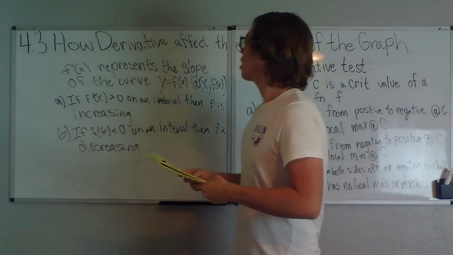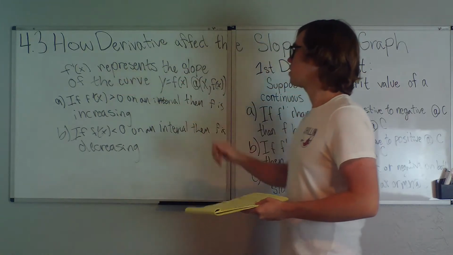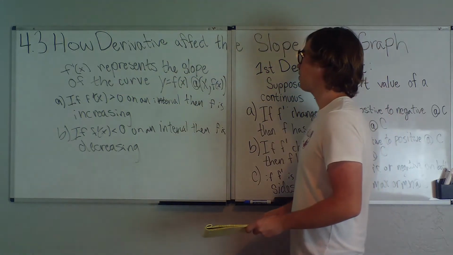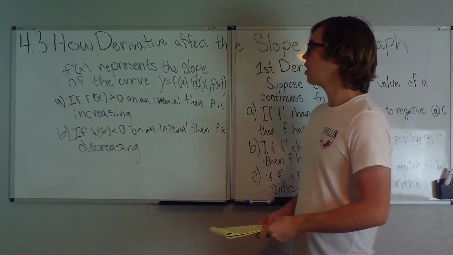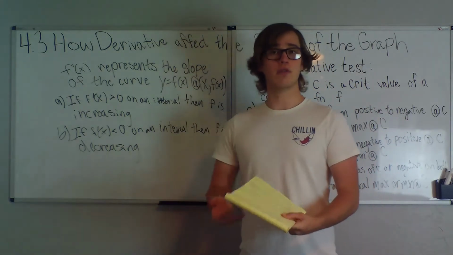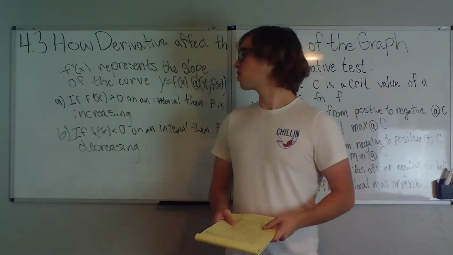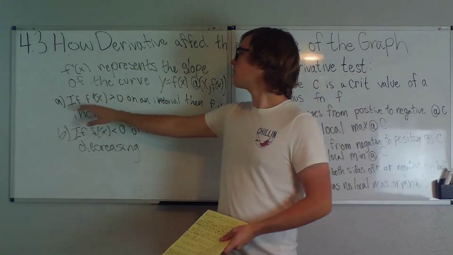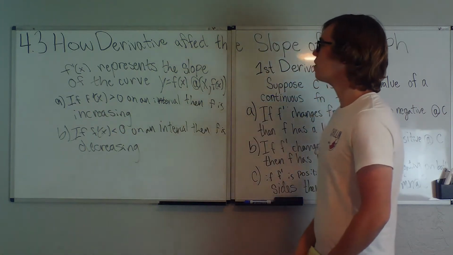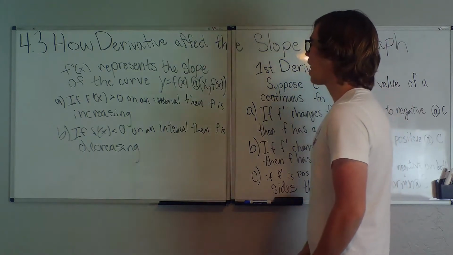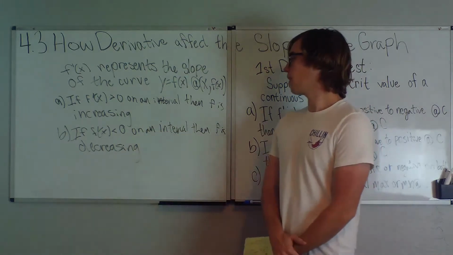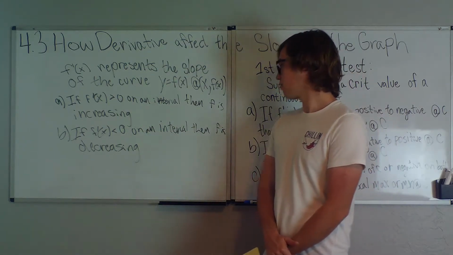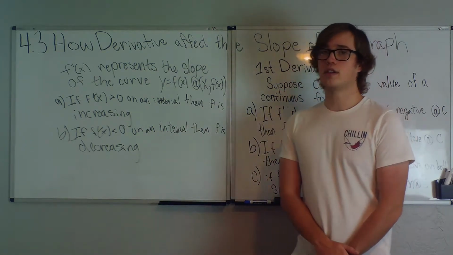So, f prime of x represents the slope of the curve y equals f of x at the point x, f of x, right? And we all know this. The derivative, the first derivative, gives us the slope of our function. And then it states that if f prime of x is greater than 0 on an interval, then f is increasing on that interval. If f prime of x is less than 0 on an interval, then f is decreasing on that interval.